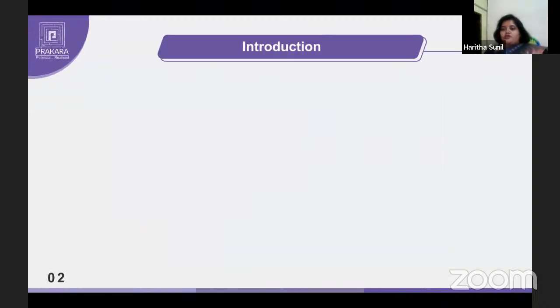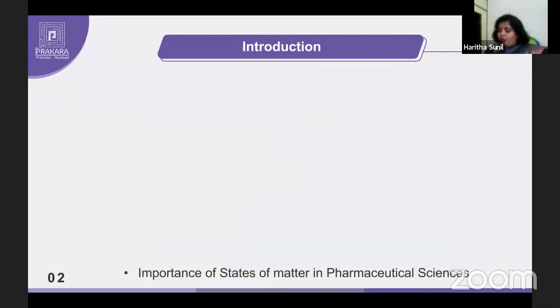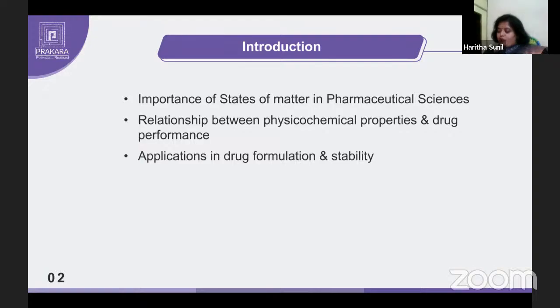So coming to the introduction of this topic, first we are going to see the importance of states of matter in the pharmaceutical sciences. There are three important primary states of matter here: solids, liquids, as well as gases. These are the three primary. We have other states of matter also, but they have no importance at present in the pharmaceutical sciences. These play a very critical role in the design as well as delivery of pharmaceutical products.